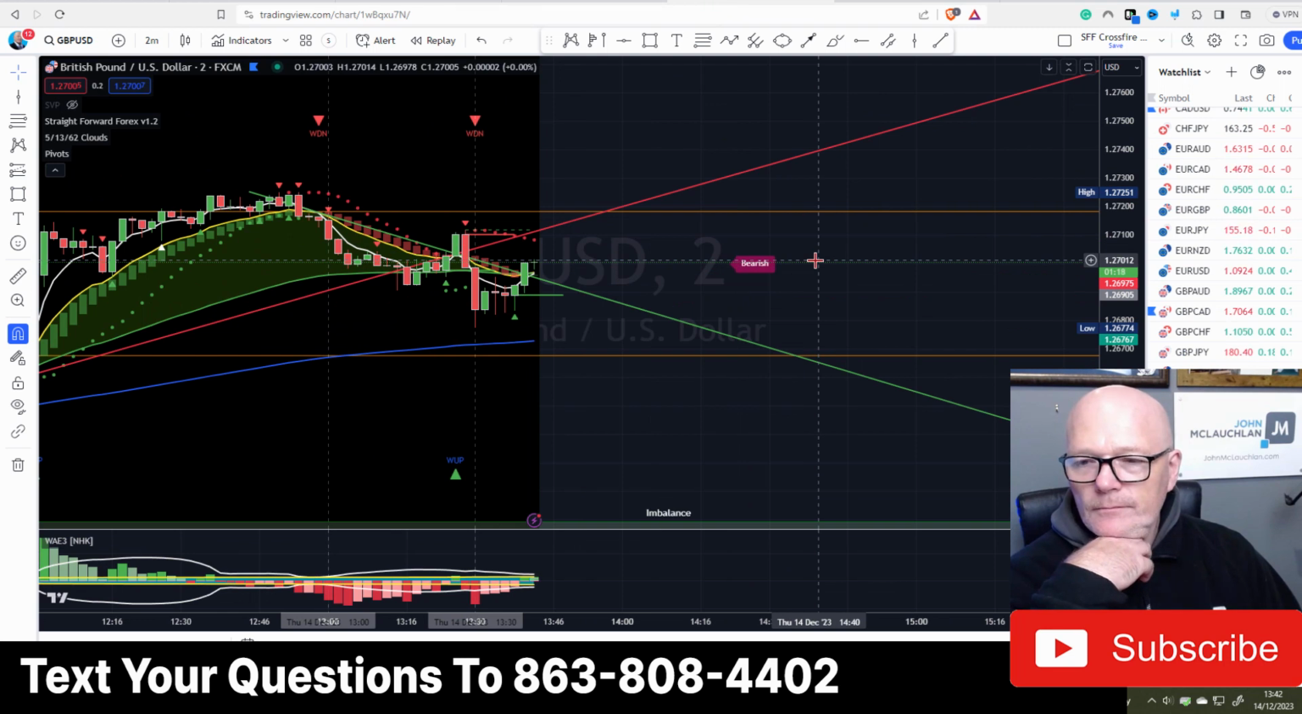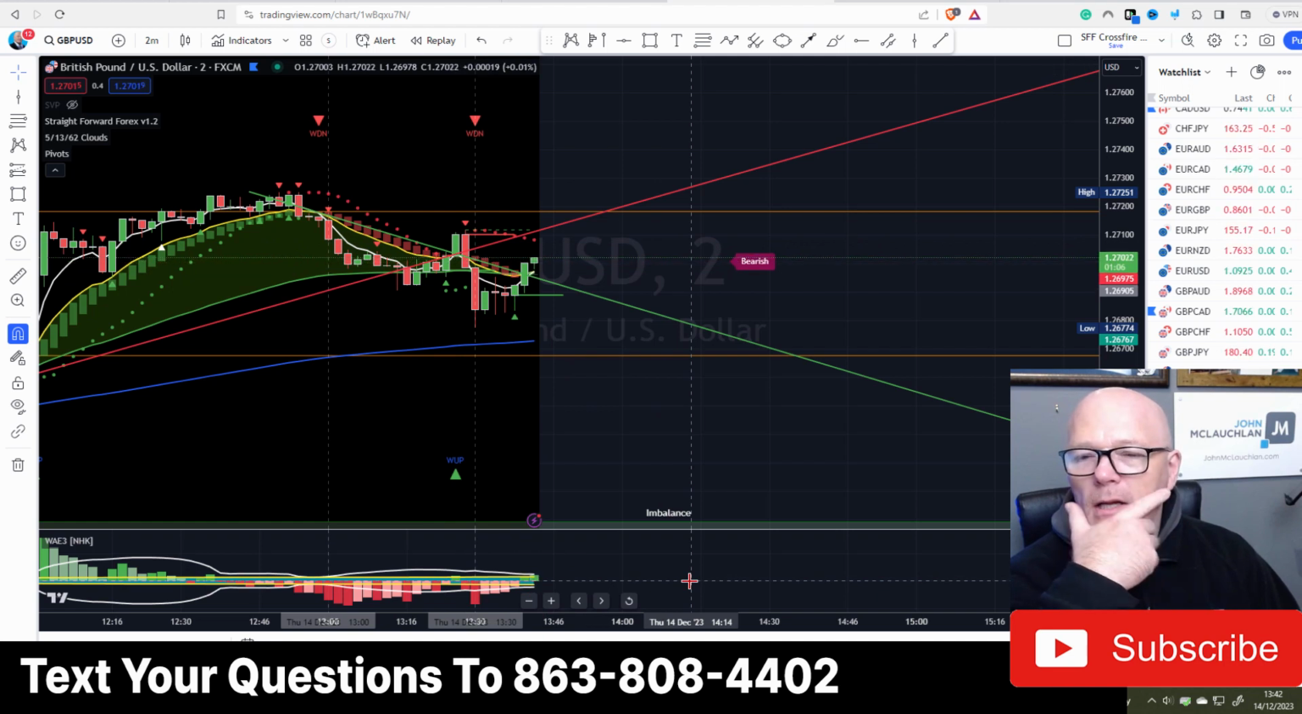GBP/USD, similar situation, wave down, red PSARs. See these candles here? That's red. It's still red. Wadarata, nothing's happening. So we just bide the time.